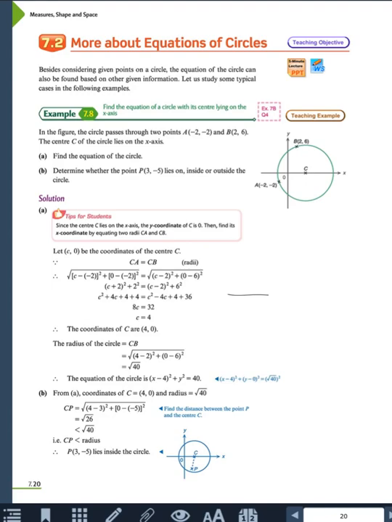Part A asks you to find the equation of the circle if A, B are points on the circle, and the center lies on the x-axis. If the center lies on the x-axis, that means the y-coordinate of the center will be 0. Then you may let (c, 0) be the center of the circle. By using the fact that the radius is always equal, you may set up the equation here.